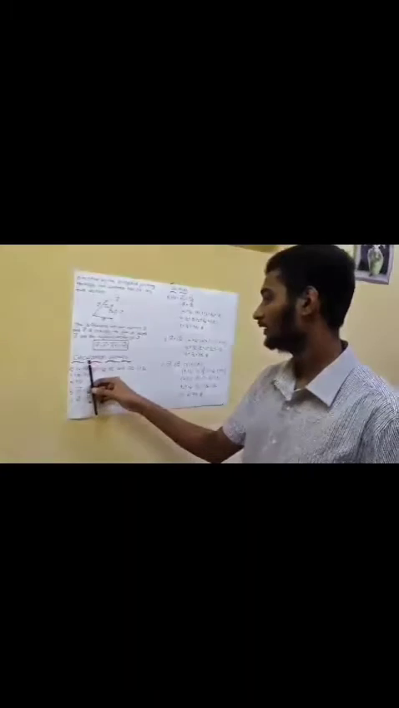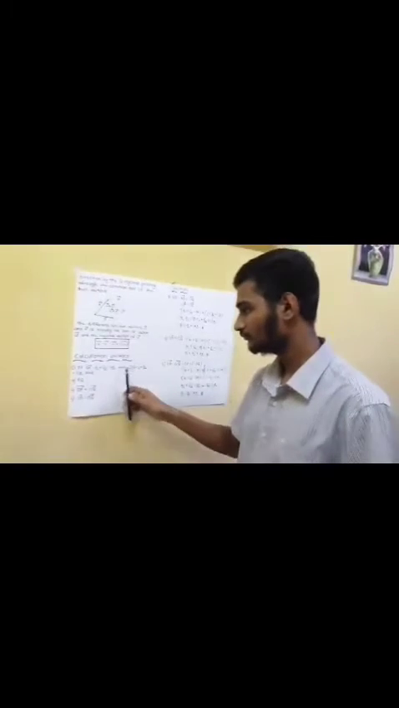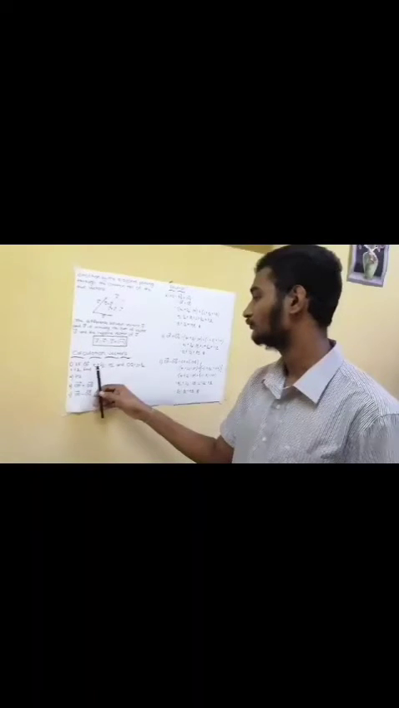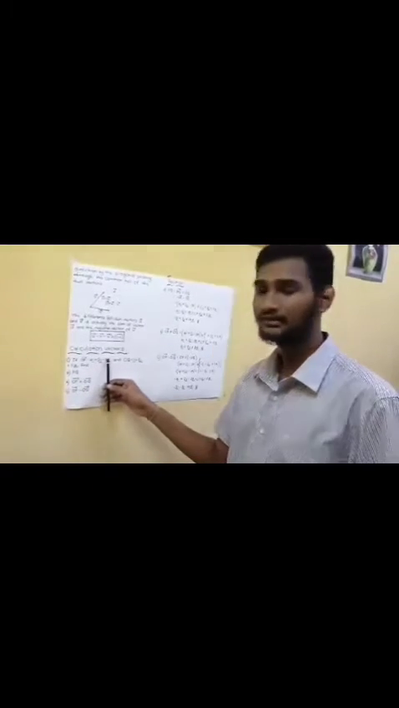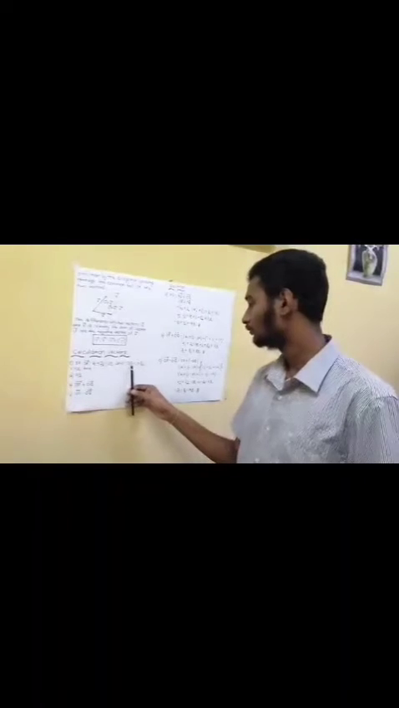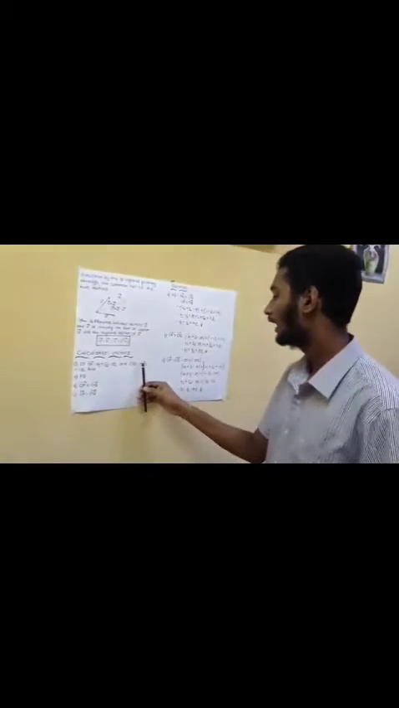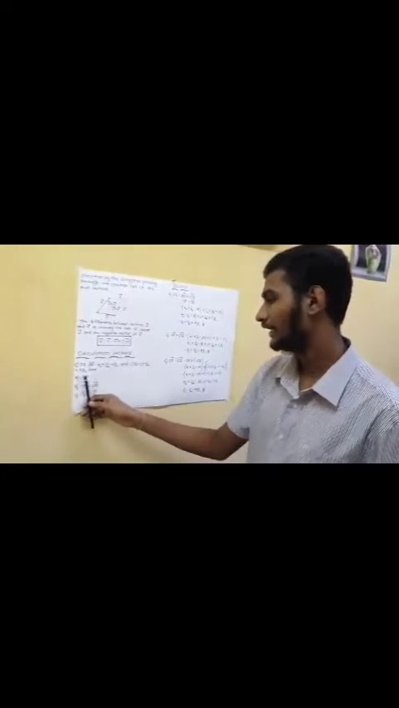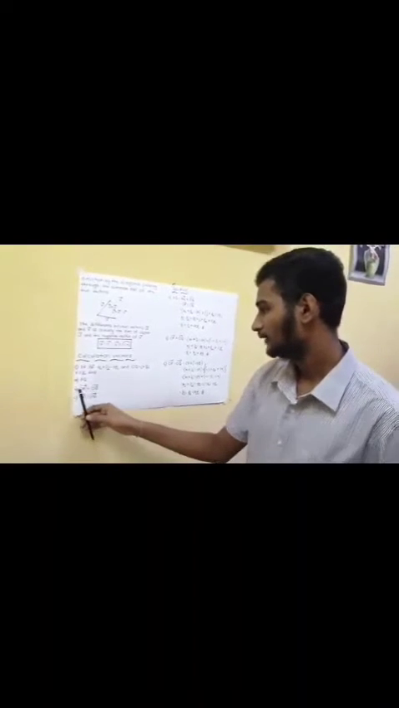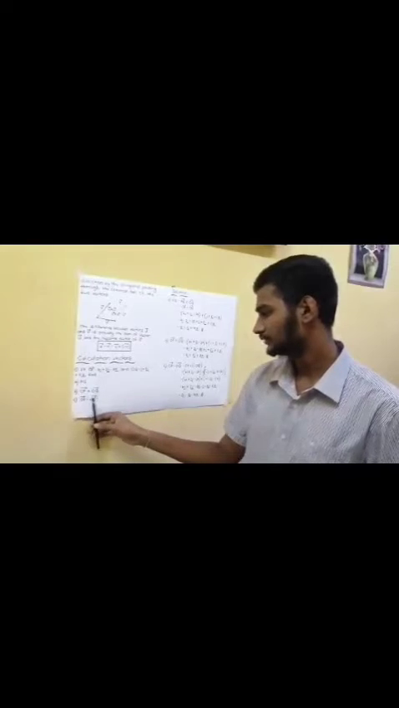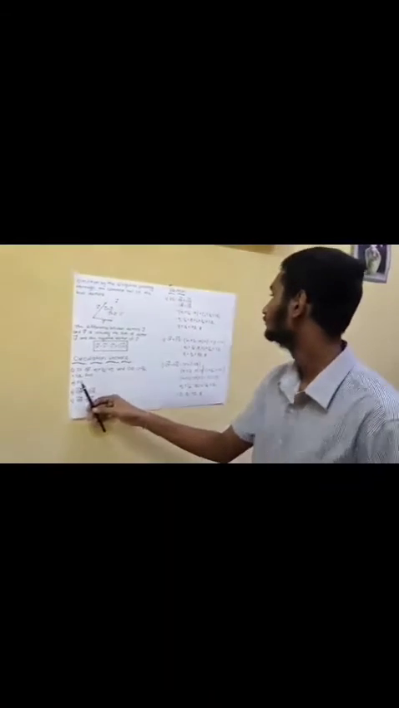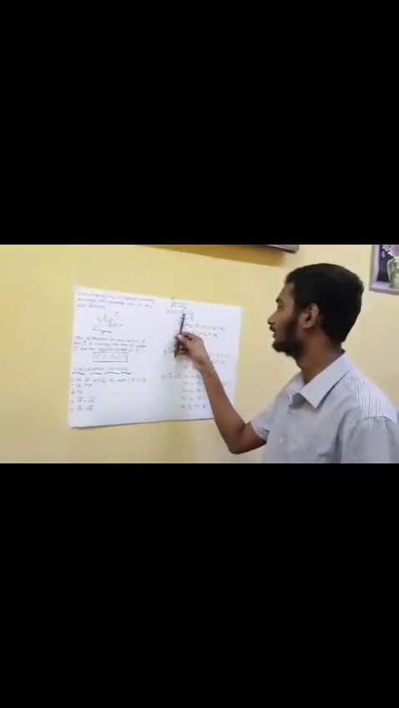Next, I will explain about calculating with vectors. The question is, if OP equals 4i plus 2j minus 3k and OQ equals i plus 5j plus 11k, find A, PQ; B, OP plus OQ; C, OP minus OQ. The first is PQ. This is the solution.